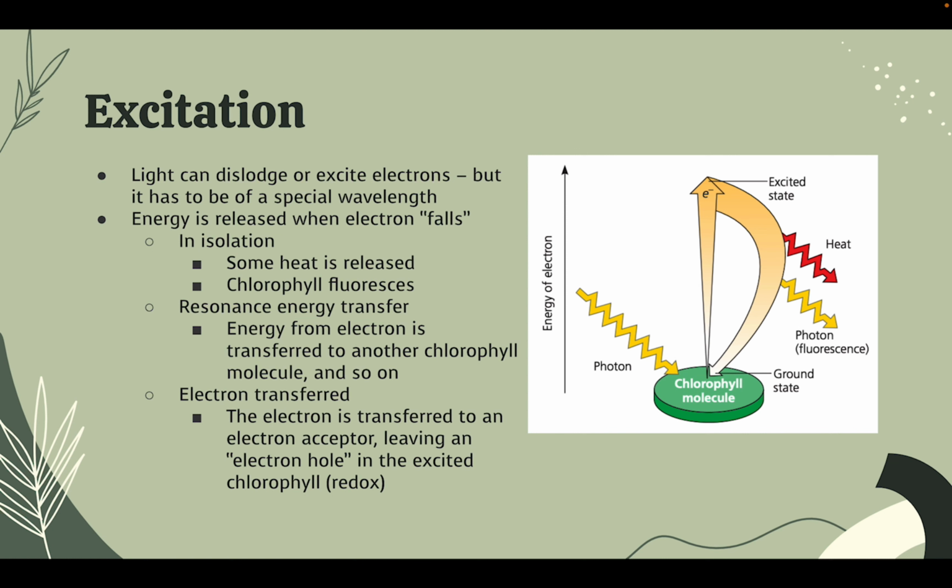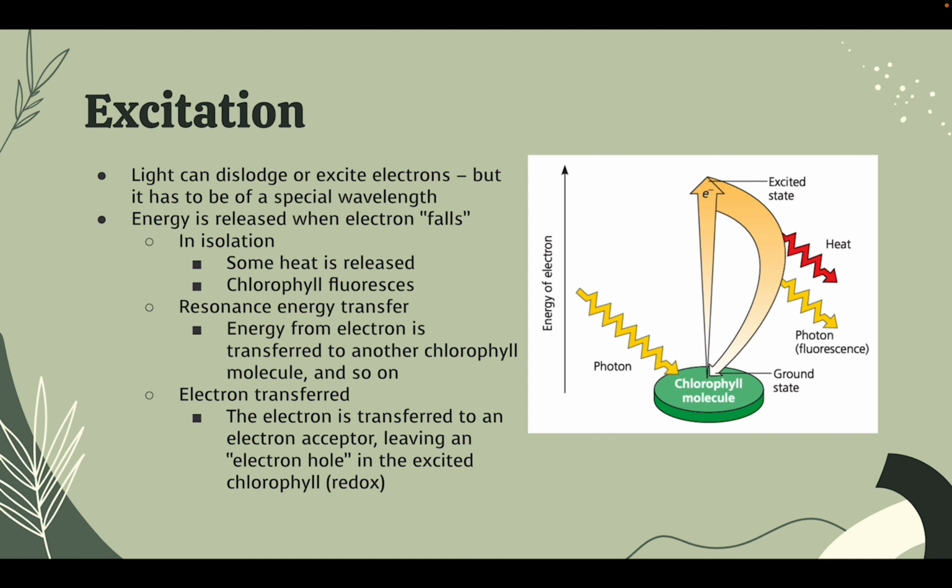And then when the electron is excited and it, quote unquote, falls, it releases energy. If you just have this electron isolated, you're going to release some heat. And if you isolate chlorophyll and put it in a flask, it's going to fluoresce as well. So if you have a car outside in the heat and you touch the hood and it's hot, that's because the light from the sun excited the electrons in the hood of your car, and when they fell down, they made heat.